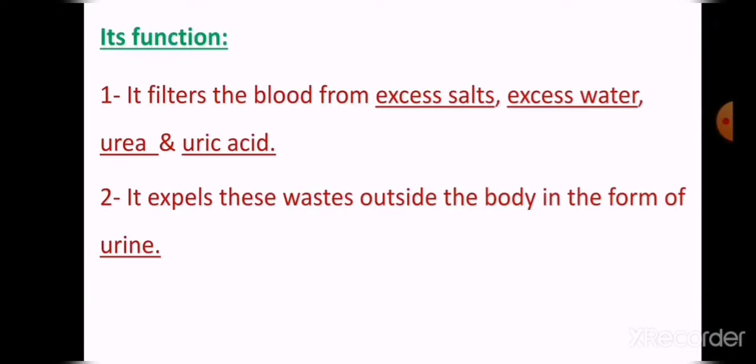So what is the function of the urinary system? It filters the blood. It makes it pure, it makes it clean. Filter the blood from what? From the wastes. Like what wastes? Like urea, uric acid, excess salt and excess water. And then it expels these wastes outside the body. These wastes come out of your body in the form of urine.